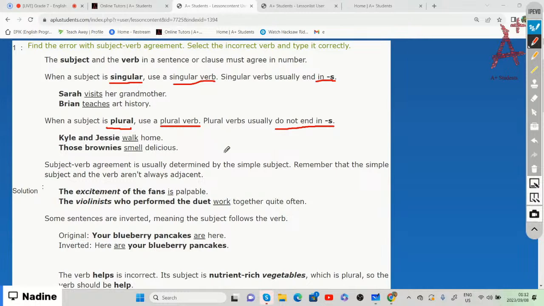So when the subject is singular, we use a singular verb, and it ends with an S. And when the subject is plural, we use a plural verb, right? And it does not end in S. Also, subject-verb agreement is usually determined by the simple subject, right? And remember that the simple subject and the verb aren't always adjacent.